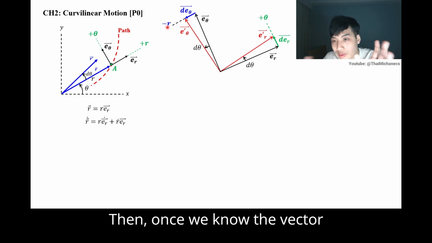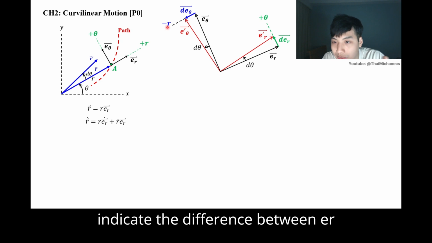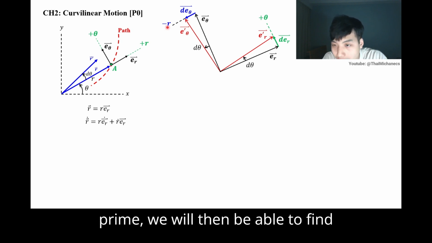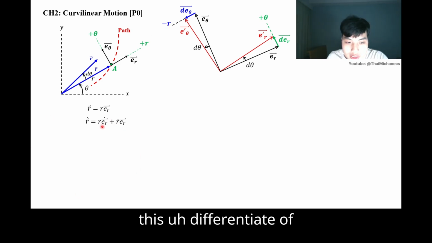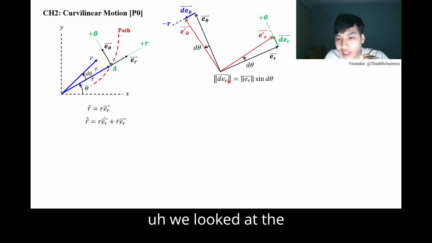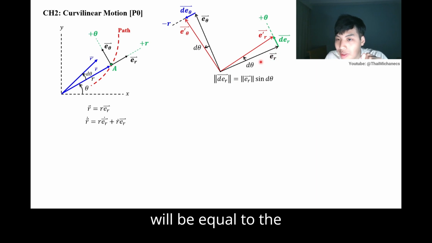Then once we know the vector indicating the difference between er and er prime, e theta and e theta prime, we will then be able to find the derivative of er. Firstly, we look at the magnitude of der, which will be equal to the magnitude of vector er times sine d theta.